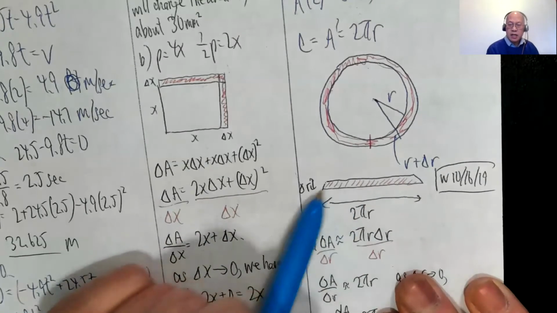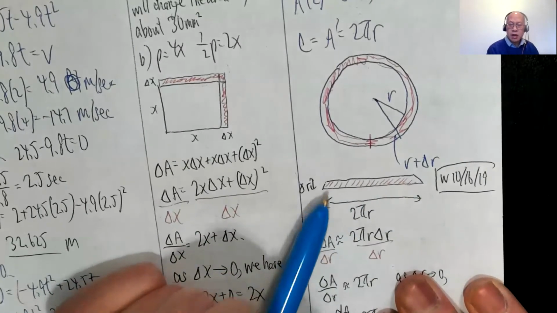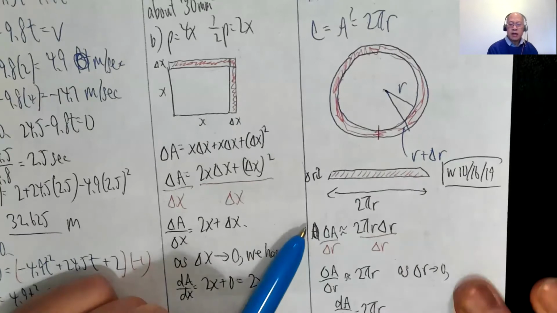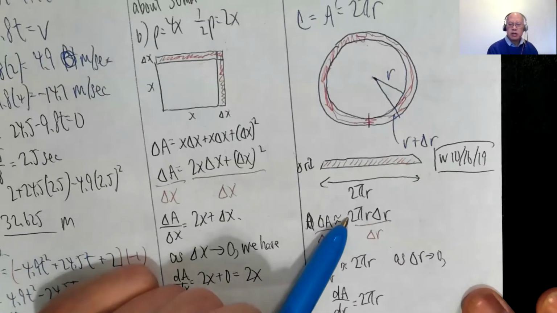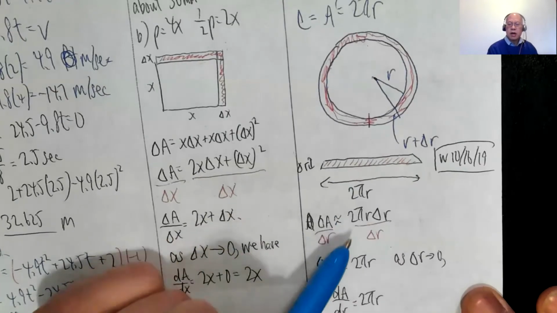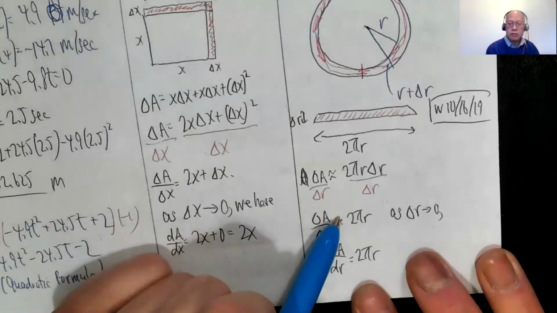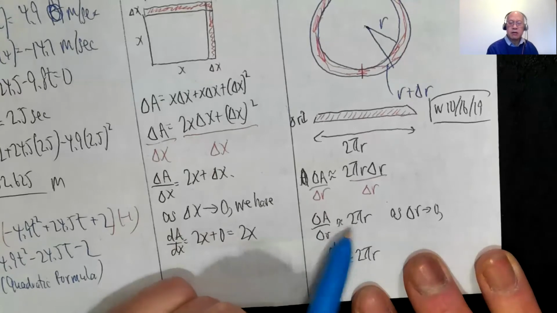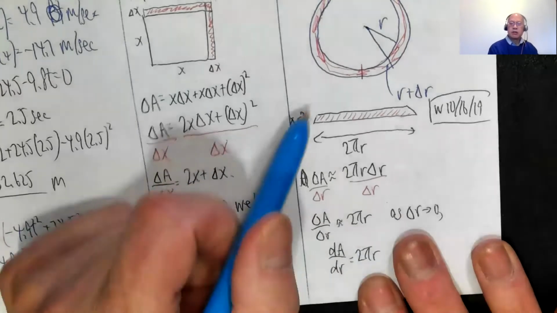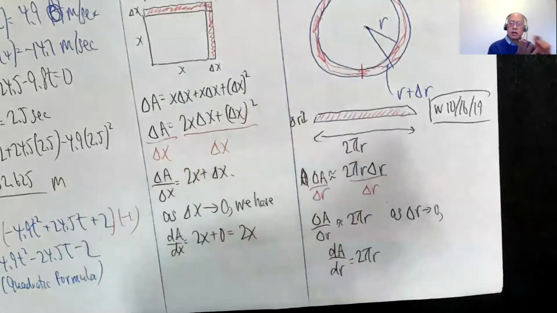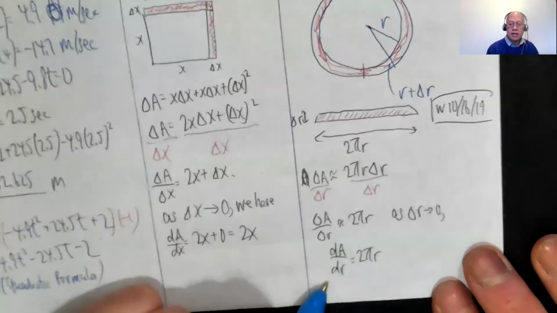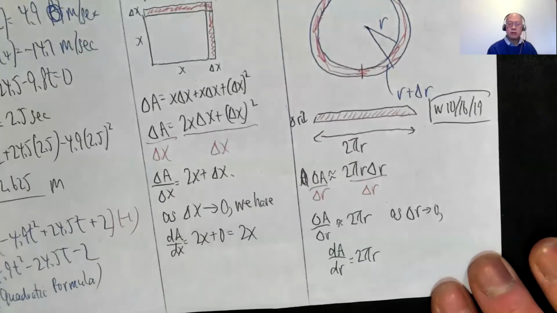Okay, so we would say this is 2 pi r, this is delta r. So the change in area, delta A, is approximately 2 pi r times delta r. Divide both sides by delta r. Delta A over delta r is approximately 2 pi r. And the approximation gets better and better as delta r approaches 0, as the inner circle and the outer circle converge to being the same. So dA/dr is indeed 2 pi r, which is very reasonable.